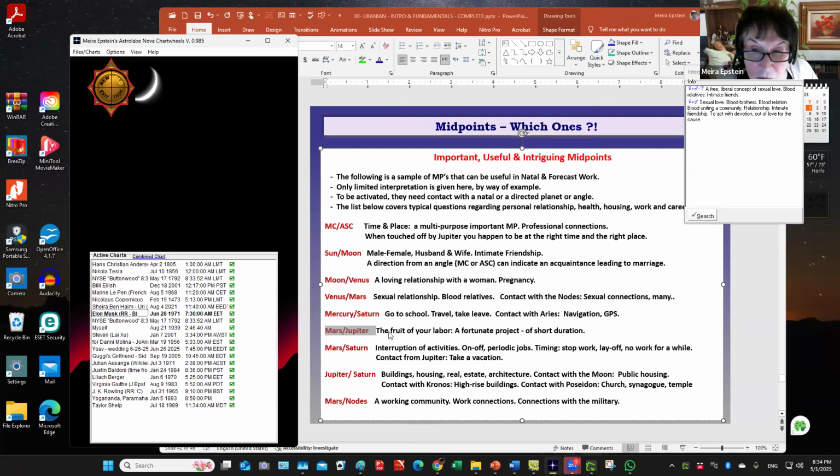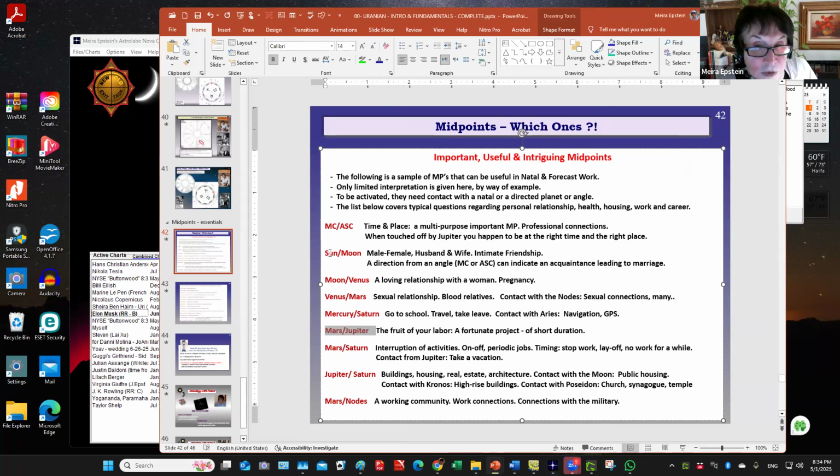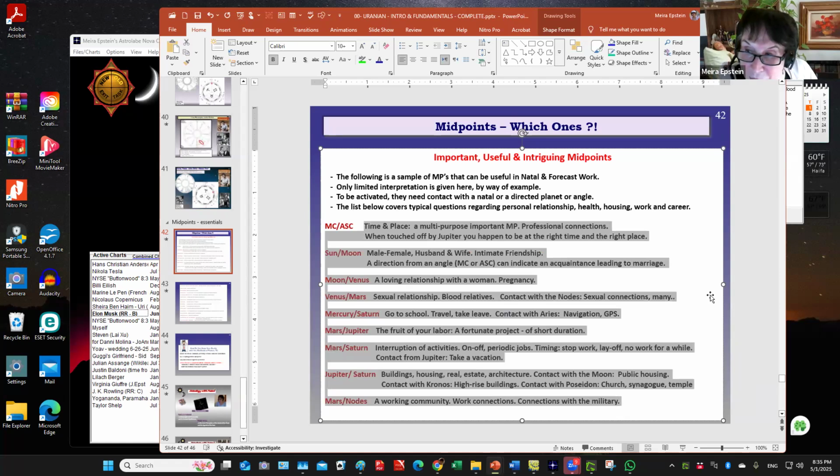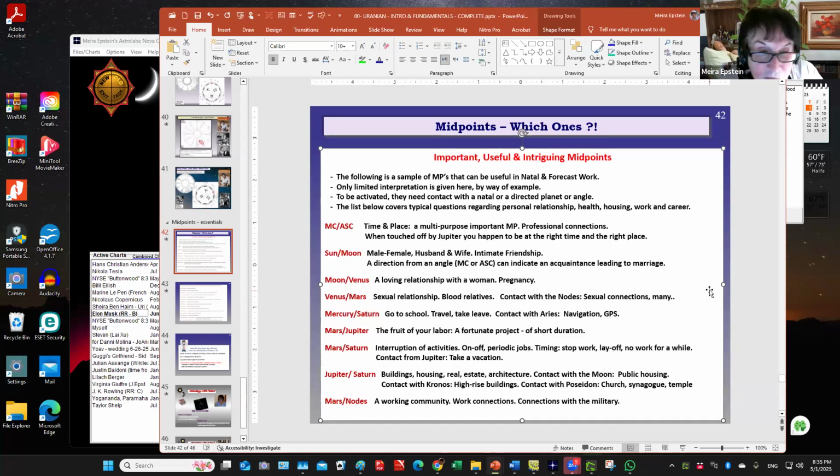And these combinations are like my Bible, because each one of these combinations is a whole topic in reading a chart. For instance, Jupiter Saturn is about property and business and things like that. Moon Venus can be a female thing, even pregnancy. Venus Mars, sexuality and stuff. Mercury Saturn has to do with communication and so on. So you see the text next to each one of them is the topic that you can get out of the midpoint, okay?